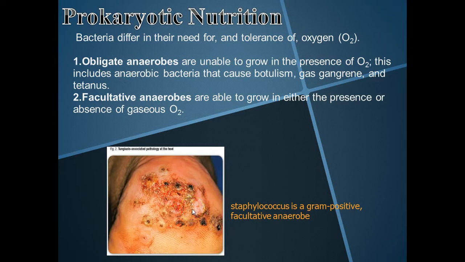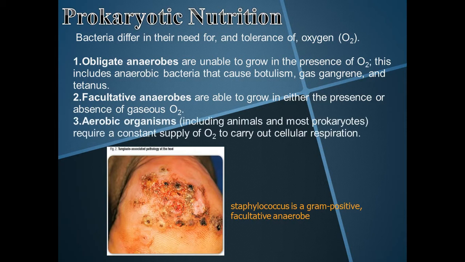So obligate anaerobes are obligated to not have oxygen. Facultative anaerobes can use it, but they don't have to. And then aerobic organisms. These include animals and most prokaryotes. These require a constant supply of oxygen to carry out their cellular respiration.